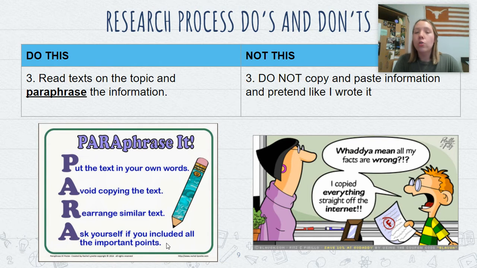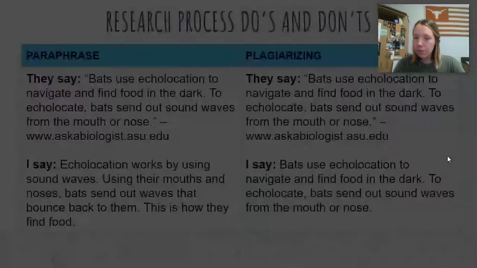Good. So you do not copy and paste information and pretend like you wrote it. Again, this is a huge no-no. In high school and in college, plagiarism is a huge deal. If you copy and paste information and pretend it's yours, it has huge consequences. If you're at a college and you copy and paste information like it's yours and don't credit the source, you can be kicked out of the university, okay? It is a big deal. Do not copy and paste information and pretend like you wrote it.